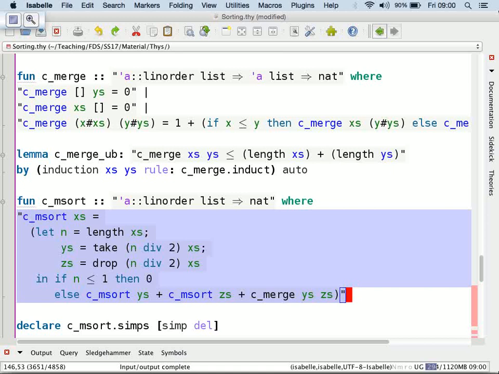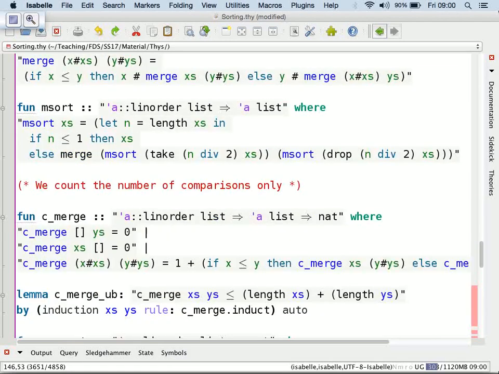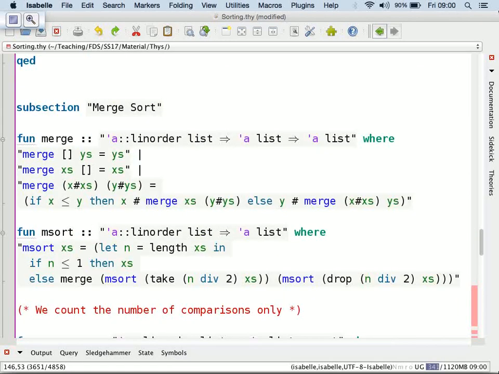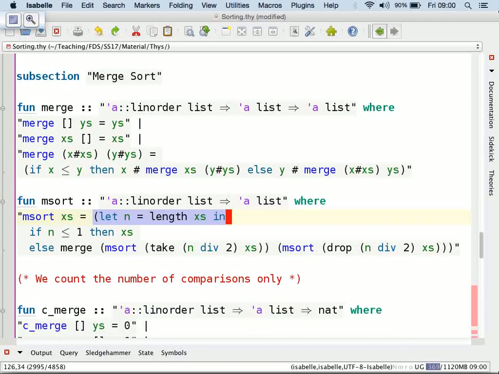So how many comparisons does merge sort take on a list xs? Well, first n is the length of xs, ys is you take the first n div 2 elements, zs is you drop the first n div 2 elements. So this is just the same thing as in merge sort, except that I've pulled out more in a let. Here in merge sort, I just used the let to remember the n and didn't pull out the take and drop terms down here.